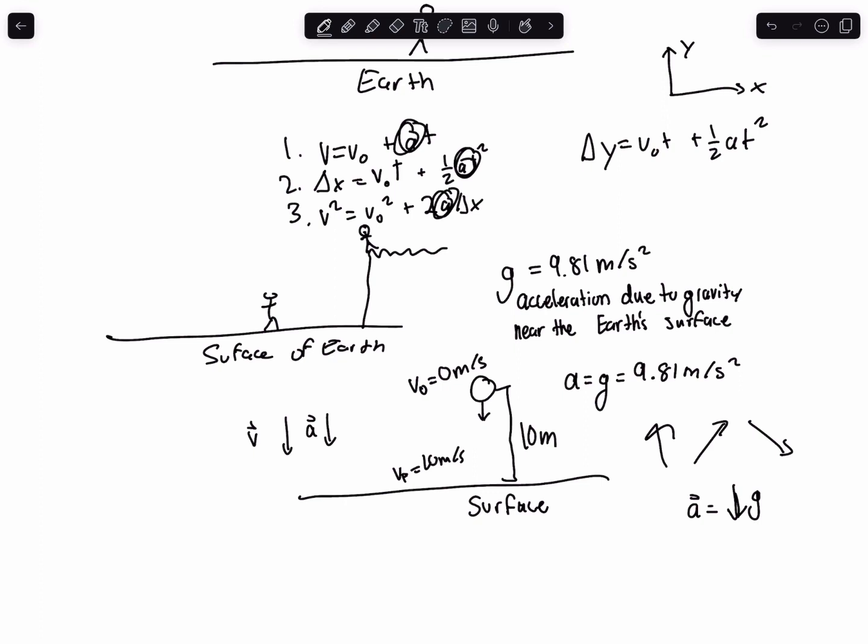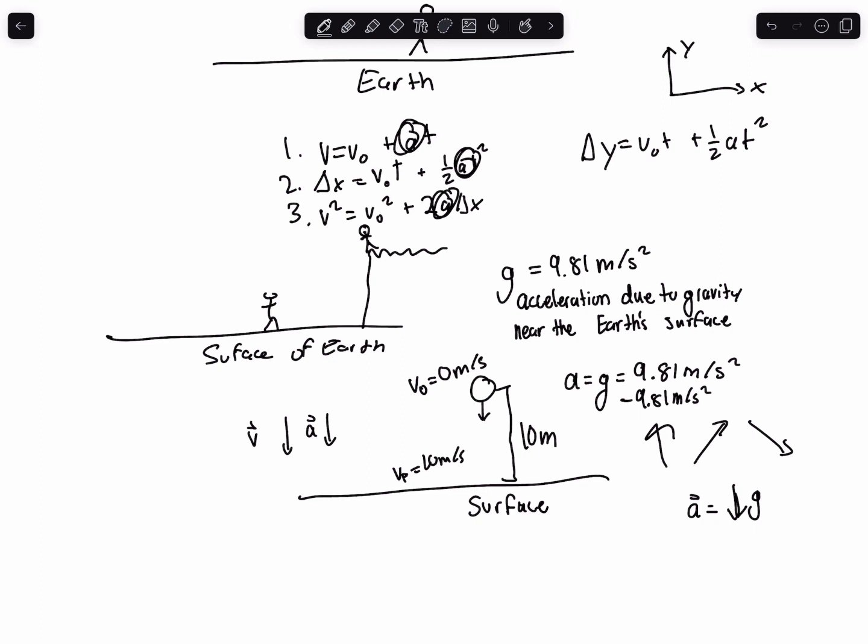Now, hold on. Don't we usually say down is negative? Well, yes, you're right. You could say g equals negative 9.81 meters per second squared. But I will say this. In future problems, in future videos, sometimes if all of the motion is going downward, it's easier to change down into the positive direction.